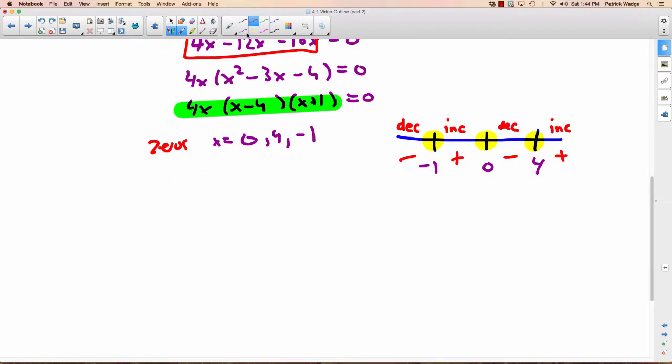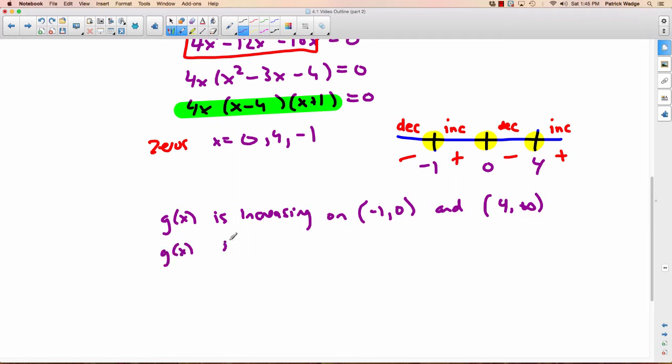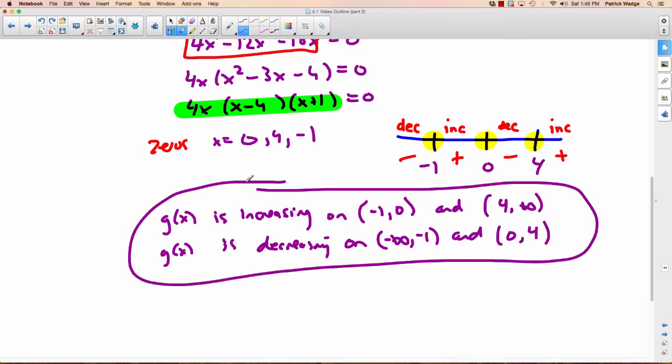So this is probably overkill, but just to hammer it home, we could say that g of x, the function, is increasing on or over the intervals -1 to 0. Should I put square brackets or circular brackets? You should put circular brackets because it doesn't include -1. At -1 and 0, it's neither increasing nor decreasing. And it's also increasing on the interval 4 to infinity. G of x is decreasing on -infinity to -1 and 0 to 4. And there you go. We've done exactly what was asked of us.